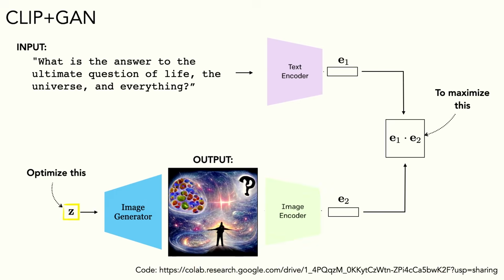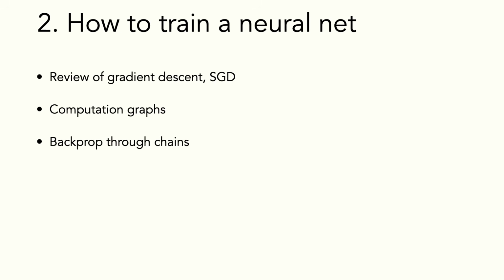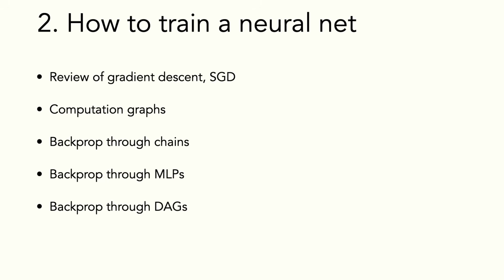Cool. So what we covered today: review of gradient descent and SGD, computation graphs, backprop through chains, backprop through MLPs, backprop through DAGs, and differentiable programming. Any questions?